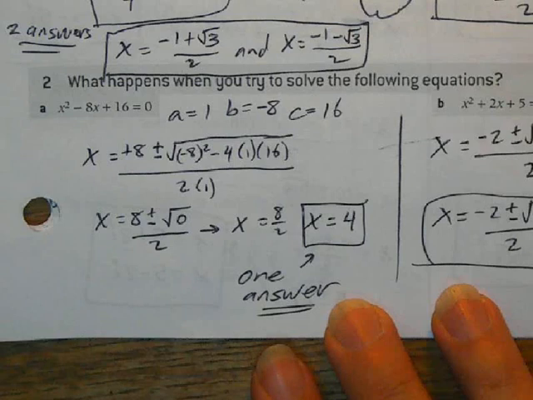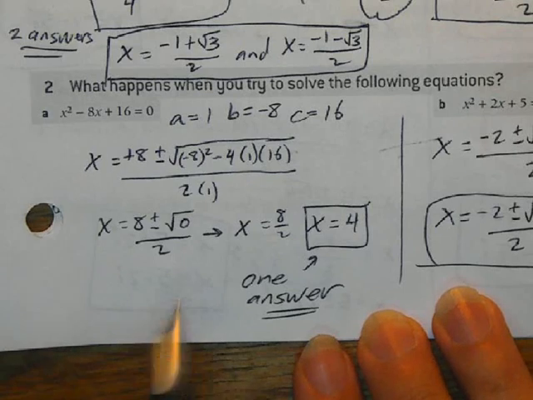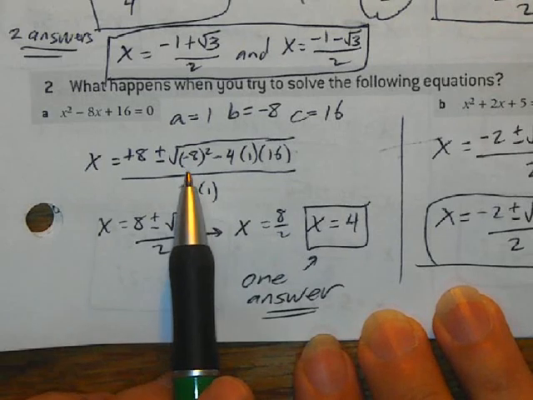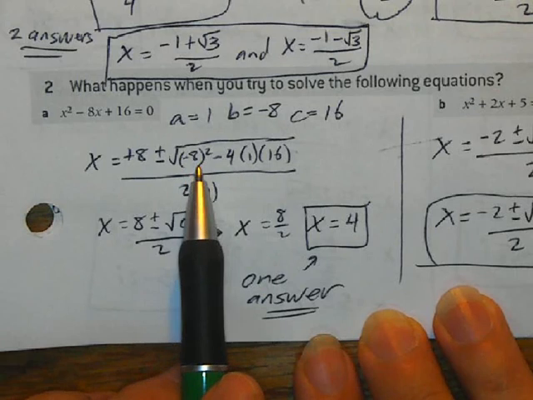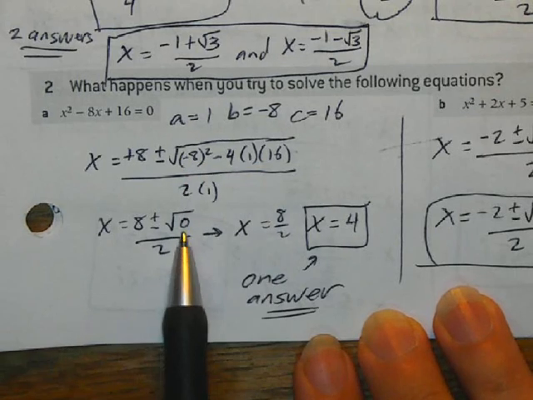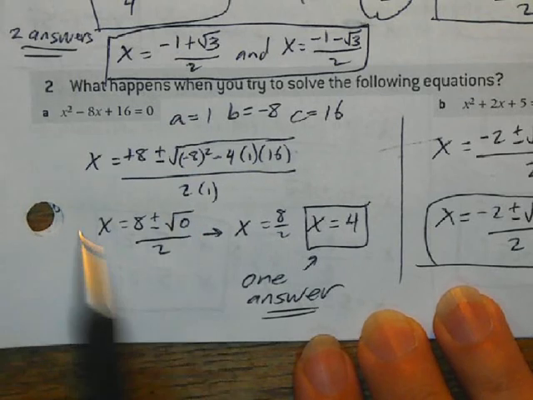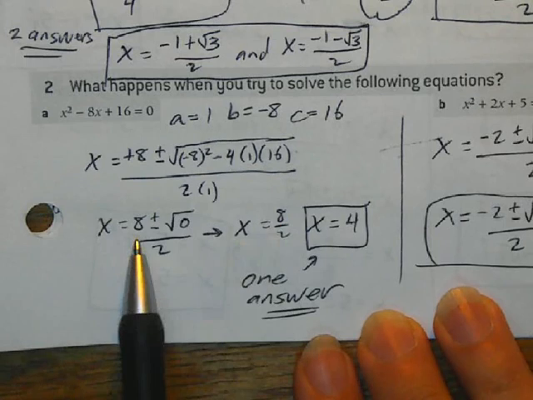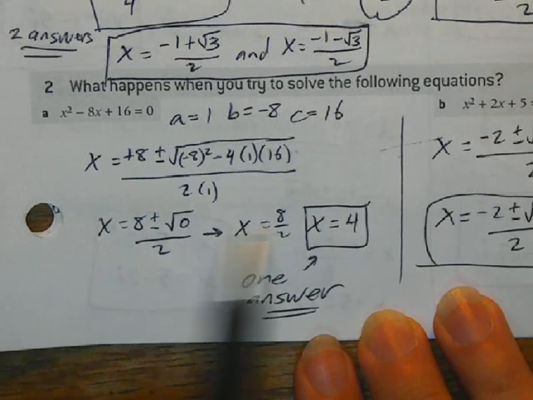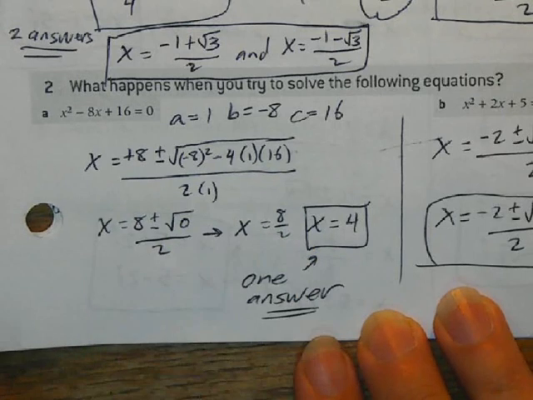Okay. Now, same thing, plug in the a, b, and c. What's different in this example is that we end up with 8 squared, which is 64, minus 4 times 16, which is also 64. We end up with 0 under the radical. So we only have one answer: 8 plus or minus 0, so 8 over 2. We have one answer, which is x equals 4.